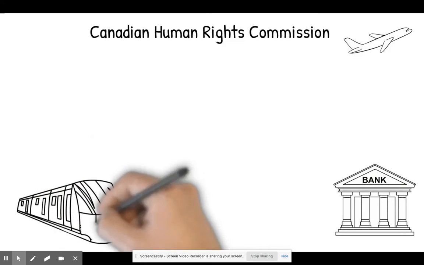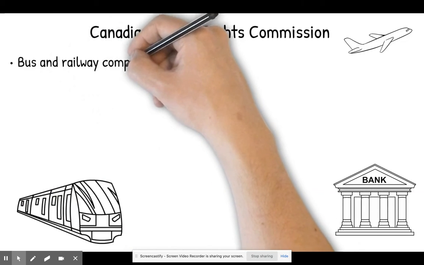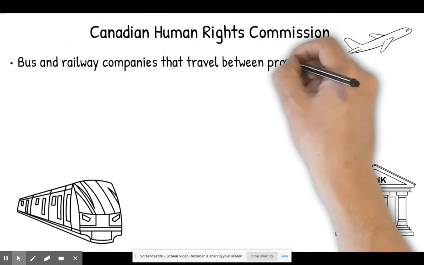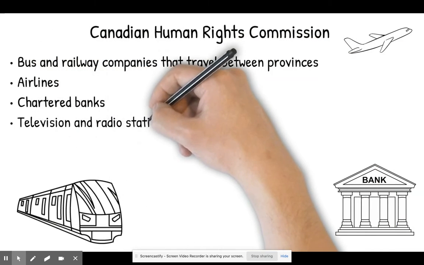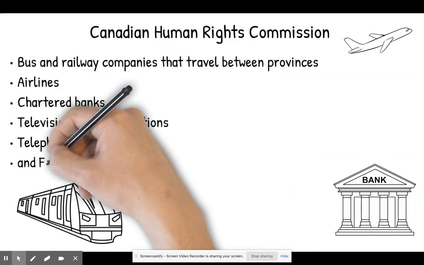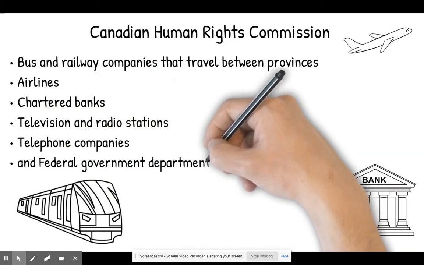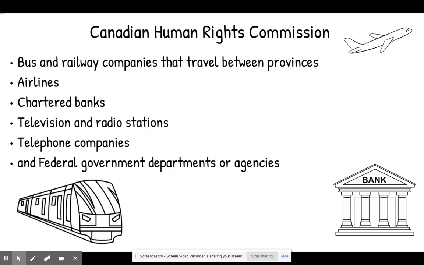Some examples of federal organizations are bus and railway companies that travel between provinces, airlines, chartered banks, television and radio stations, telephone companies, and federal government departments or agencies. But if your case does not fall into one of those categories, you can most likely take your case to the Human Rights Tribunal of Ontario.